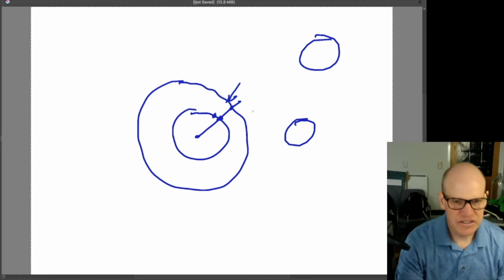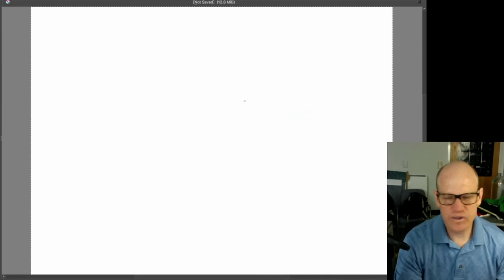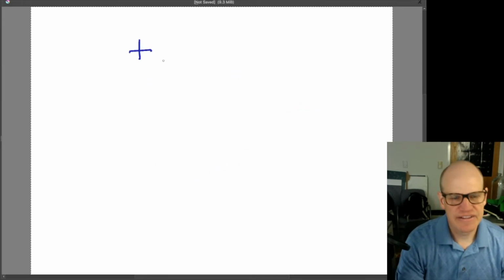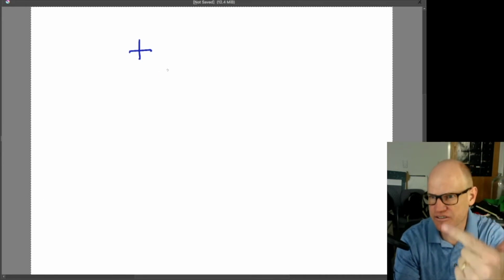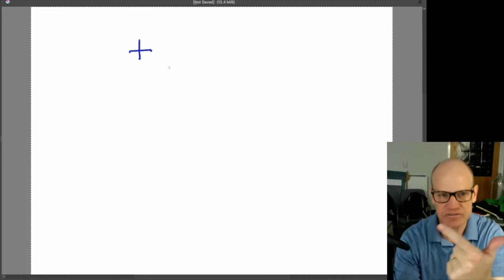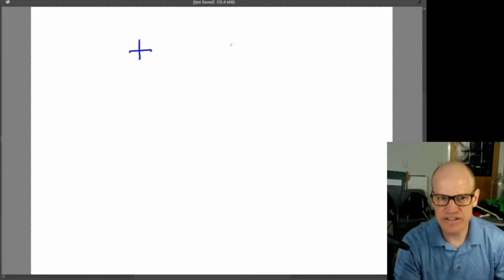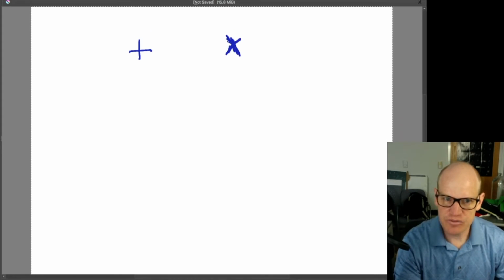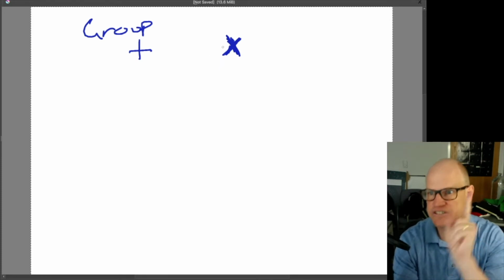All right, let's see. So we've covered the fact that we have a binary operation, addition, and when we're working with the integers, it's associative, it's commutative, it has inverses, and it has an identity. There are other operations, and in particular we're going to talk about another one, which is multiplication. Addition on the integers forms a group. Multiplication on the integers does not form a group.